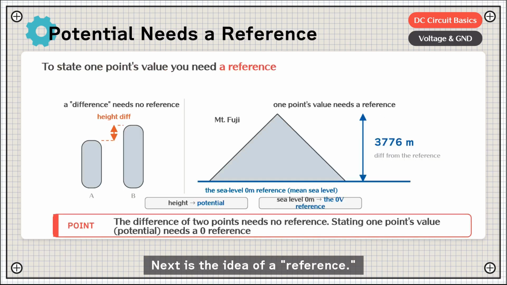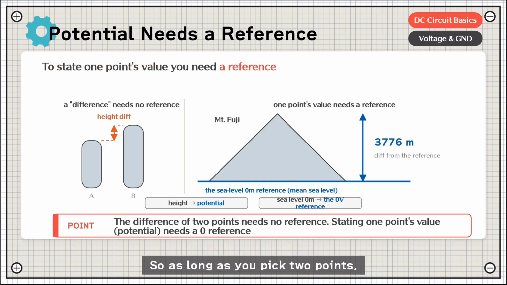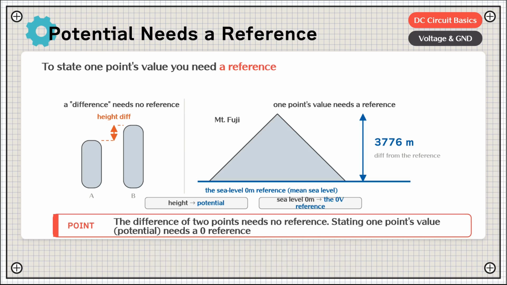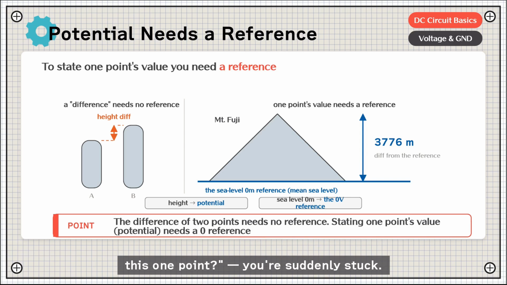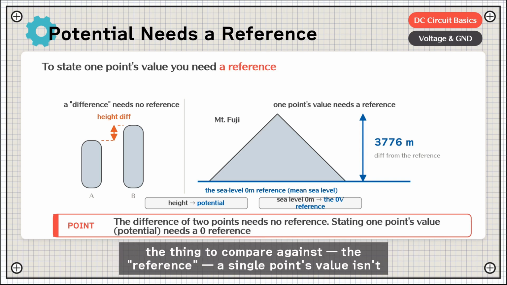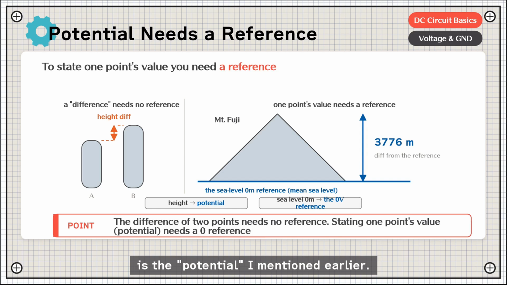Next is the idea of a reference. As I just said, voltage was the difference of 2 points. So as long as you pick 2 points, you can say the difference of these 2 points is so many volts without deciding a reference. But the moment you try to state the value of a single point, how many volts is this one point, you're suddenly stuck. Because that in the end can also only be stated as the difference compared to somewhere. Without deciding the thing to compare against, the reference, a single point's value isn't determined. This single point value, the electrical height measured from the reference, is the potential I mentioned earlier.